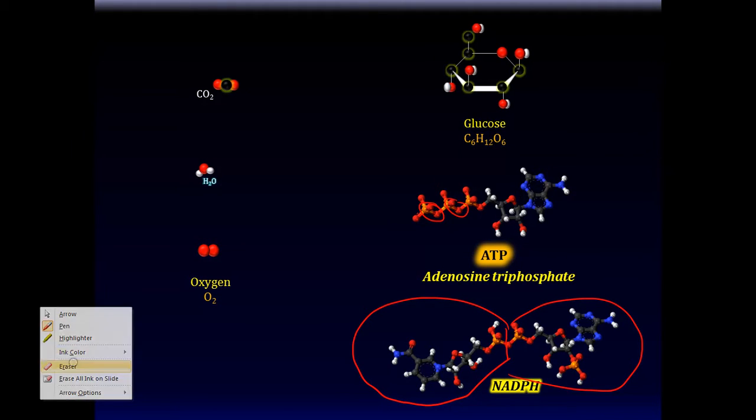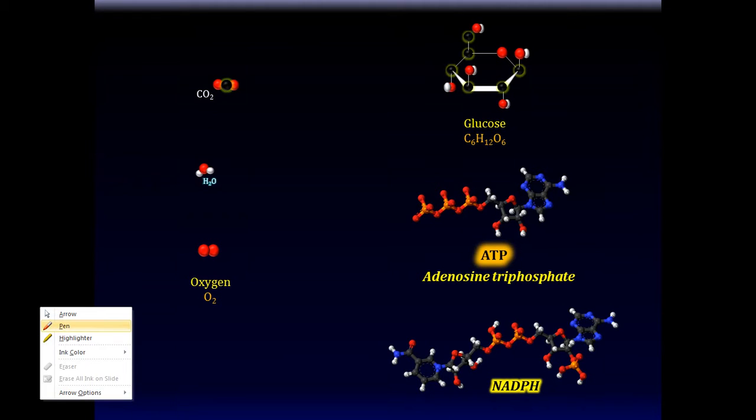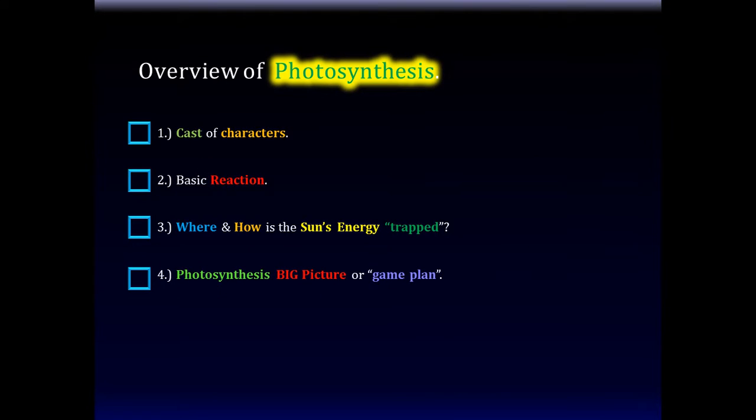I'm just simplifying that in a sense, but this is the cast of characters. I did not want you to be inundated by chemical formulas, etc. We do talk about them. So as a way of slow introduction, this is how some of these things look: carbon dioxide, water, oxygen, glucose molecule, adenosine triphosphate, and NADPH. These are the products of photosynthesis. So we've talked about the cast of characters as a brief introduction. Now we should talk about the basic reaction of photosynthesis.